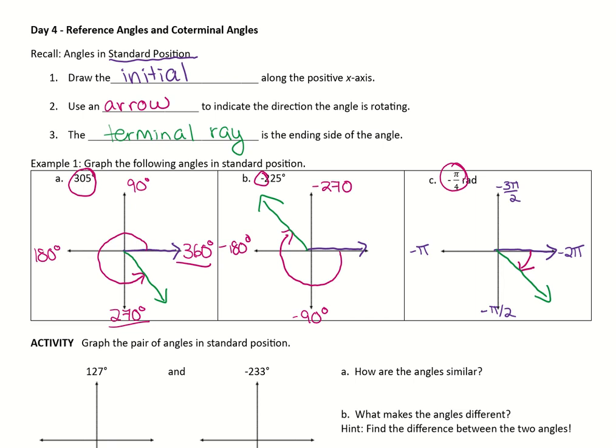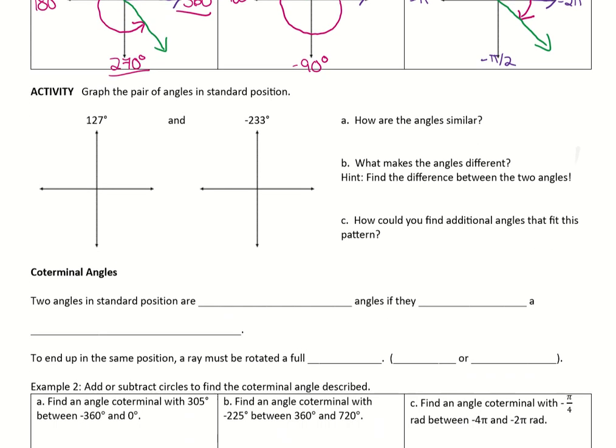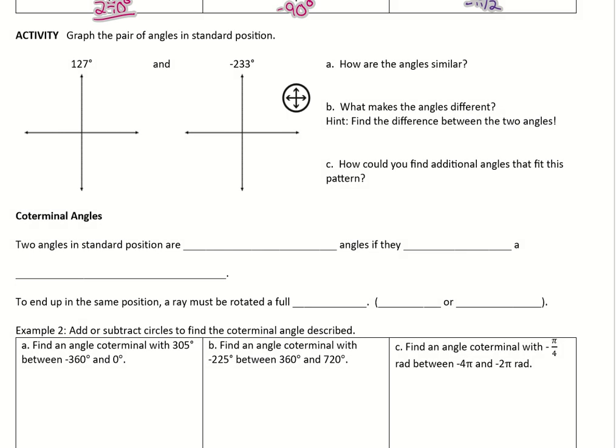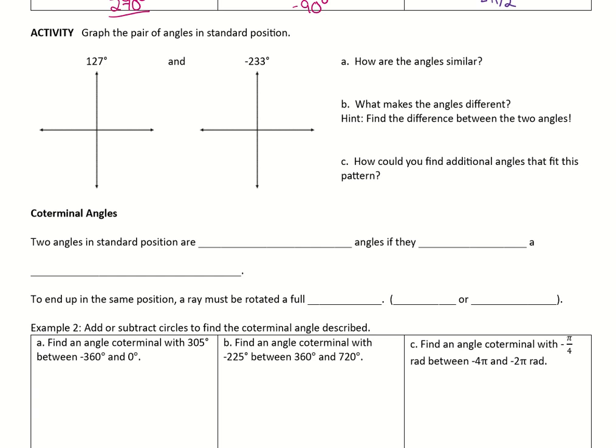The reason we're reviewing that is because we are going to look at some pairs of angles. So let's start with 127. Now 127 lives between 90 and 180. So we're going to plot it right here. And then negative 233. So that lives somewhere between negative 90, negative 180, negative 270.